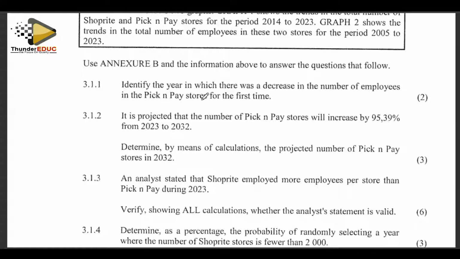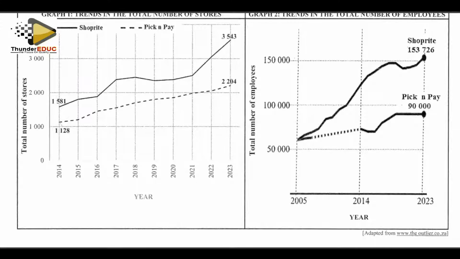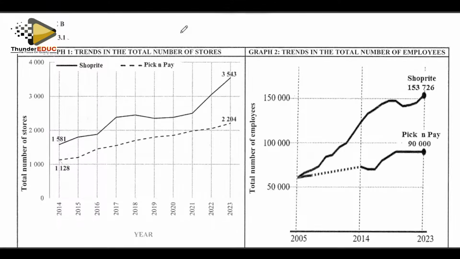So here we come and we say, use an extra B and information above to answer the questions that follow. Identify the year in which there was a decrease in the number of employees in Pick and Pay stores for the first time. We are identifying a decrease in number of employees in Pick and Pay. So we shall come to the next year here. We look at this side here, number of employees. Pick and Pay, it's this one here, decrease.